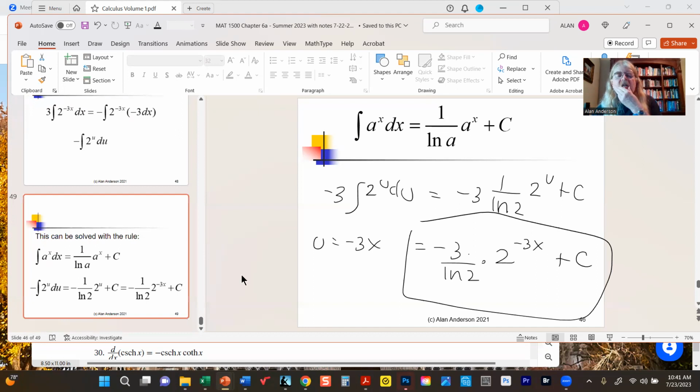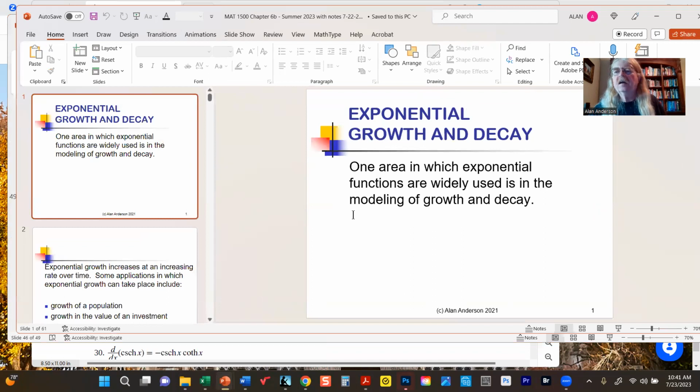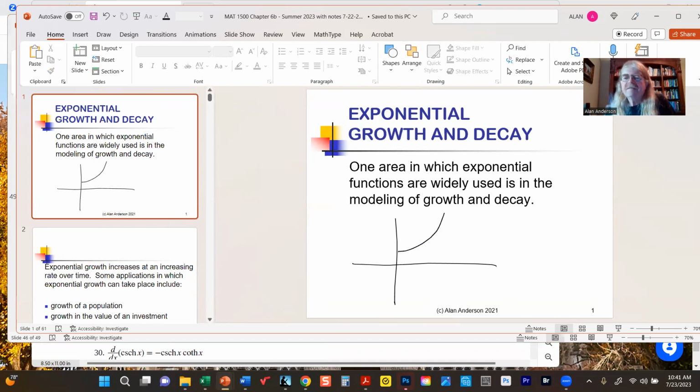Now, let's go on to part B. Here are some interesting applications of integration in practice: exponential growth and decay. Exponential growth means that you're looking at something like this. Some function increases at a very rapid rate. Let's say it would look something like that.